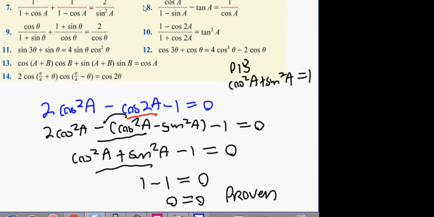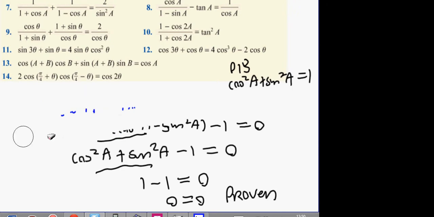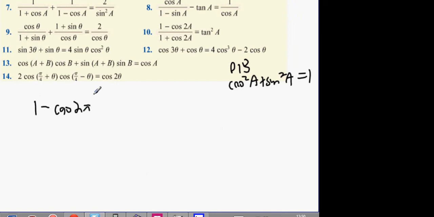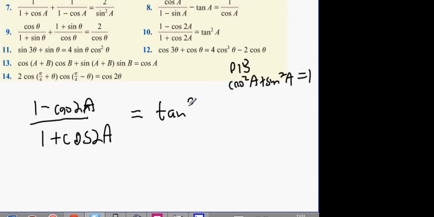Okay, guys. Next one. Number 10 looks hard, so let's try number 10. In number 10 we have (1 minus cos 2a) over (1 plus cos 2a) equals tan squared a. Now, here we go.